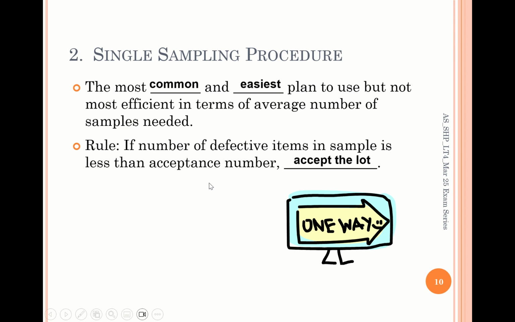Acceptance number. Acceptance number means how many defects you can tolerate. That means if my acceptance number is 5, it means that I can accept up to 5 rejects. Got it? Okay, this is called acceptance number. So if my acceptance number is 10, I can accept up to 10 rejects in my sample. Therefore, if my defective items are less than my acceptance number, I accept the lot. So if it's 10, anything 10 and less, I accept. So that's the meaning of acceptance number.